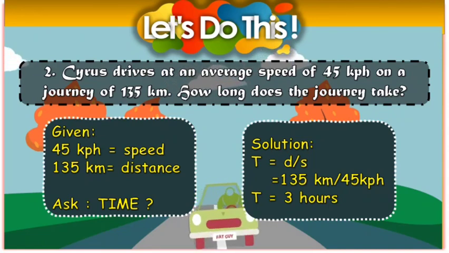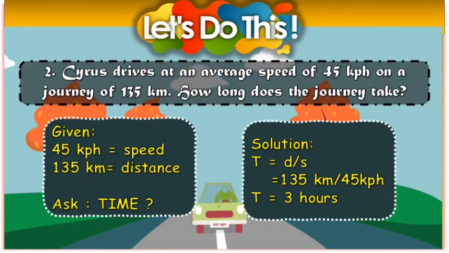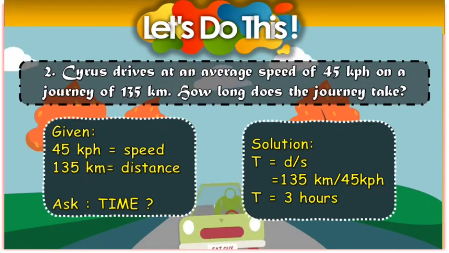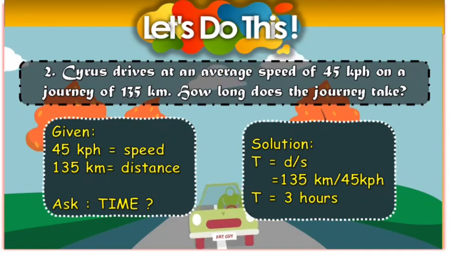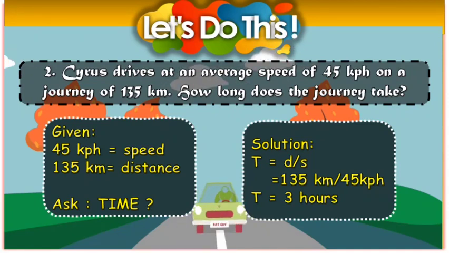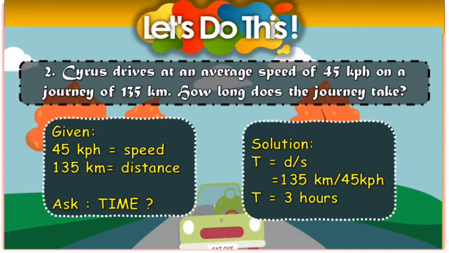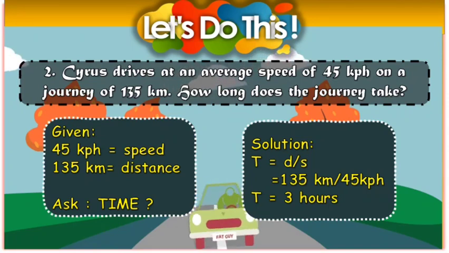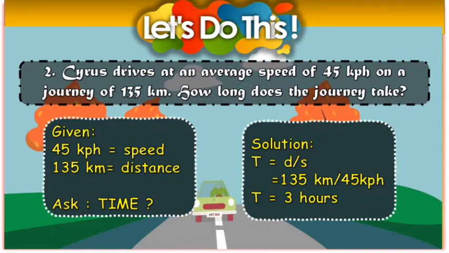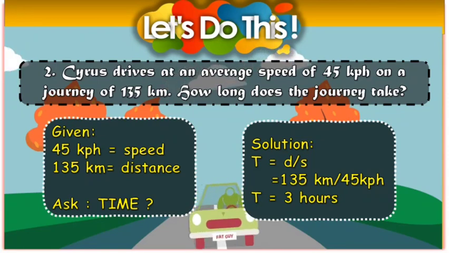So 135 km divided by 45 km per hour. So since ang kinukuha natin ang time, ang unit of measurement dapat natin ay in time. So ika-cancel natin, i-disregard natin yung kilometer at saka yung kilometer dito, yung kph, yung k lang, which stands for kilometer per hour. So ang matitira na lang is hours. So 3 hours is the answer. Okay, next example number 3.